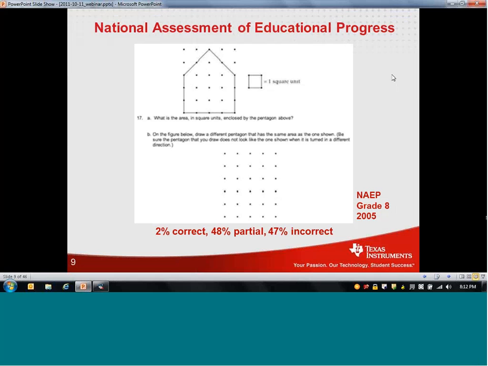The interesting thing is that this problem comes from the National Assessment of Educational Progress, Grade 8, 2005. There were 2 questions. The first one said, find the area of the pentagon. The second question was the one we just looked at. 48% of the students got it partially correct, which meant probably they could find the area. 2% of the students could answer the second question. Not a very robust response. Next, please.